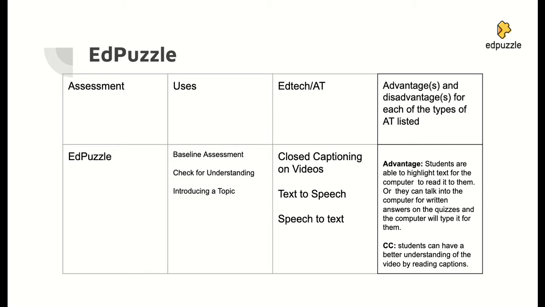Advantage would be students can highlight the text and the computer can read it to them, or they can talk into the computer for the written answers on the quizzes, and the computer can type it for them, and then closed captioning.